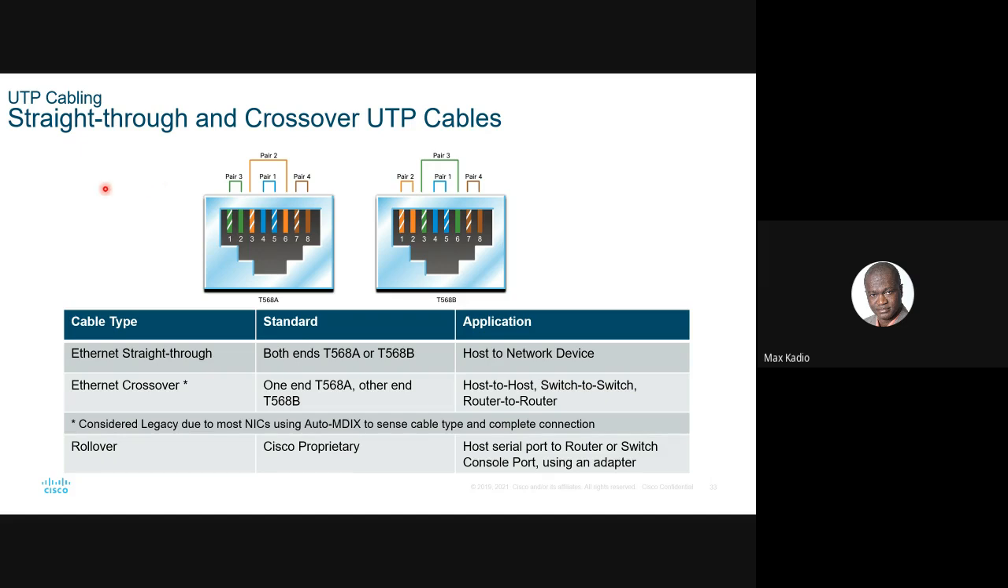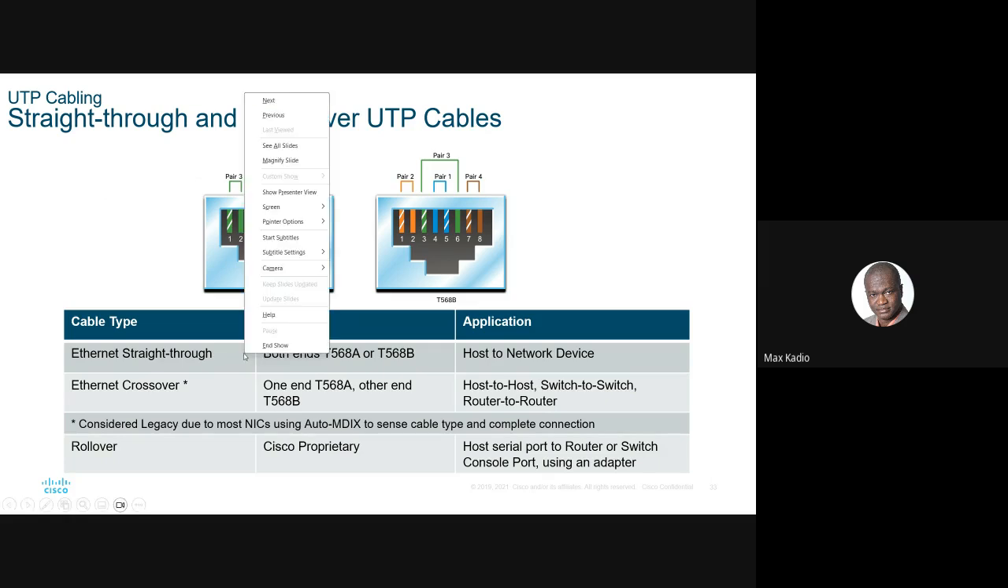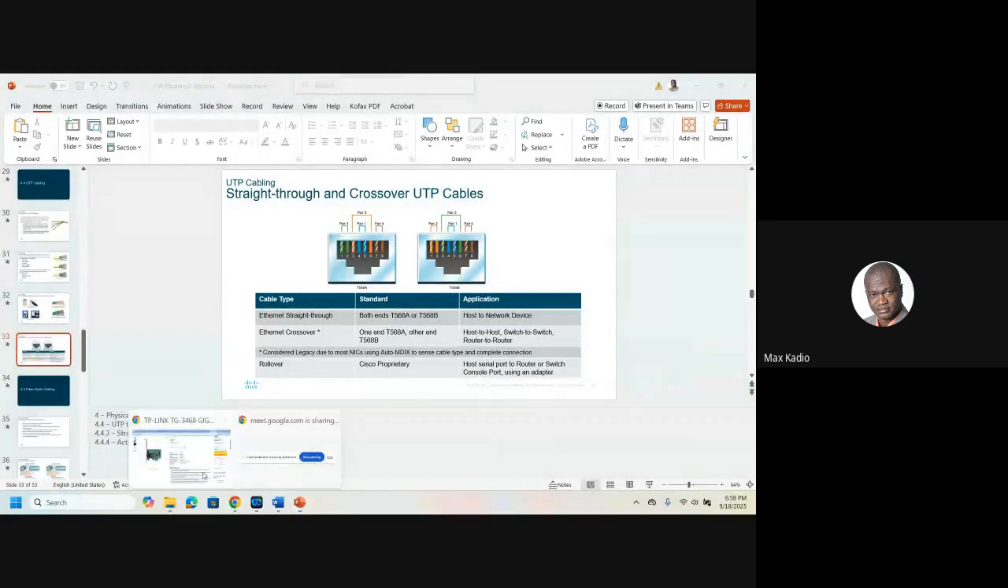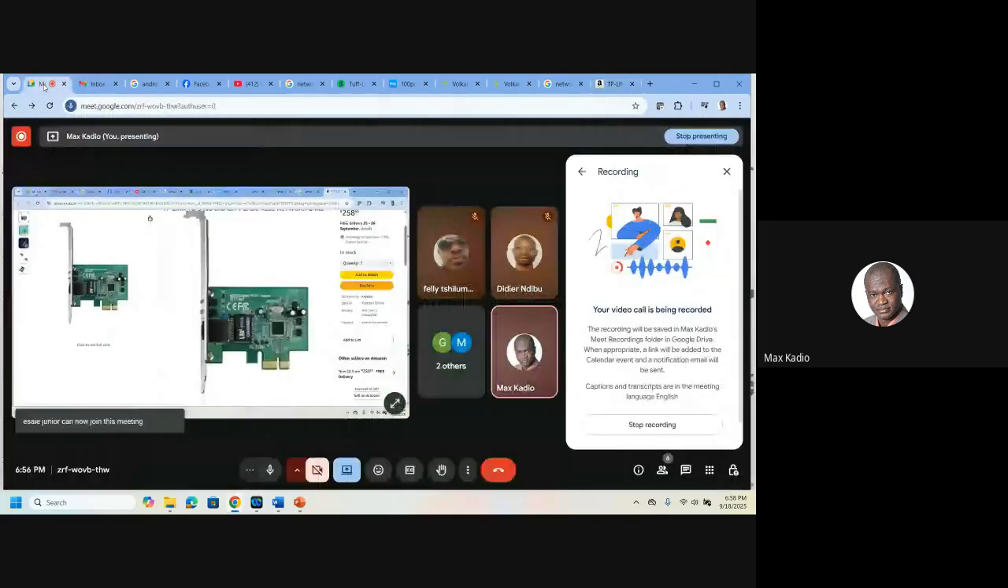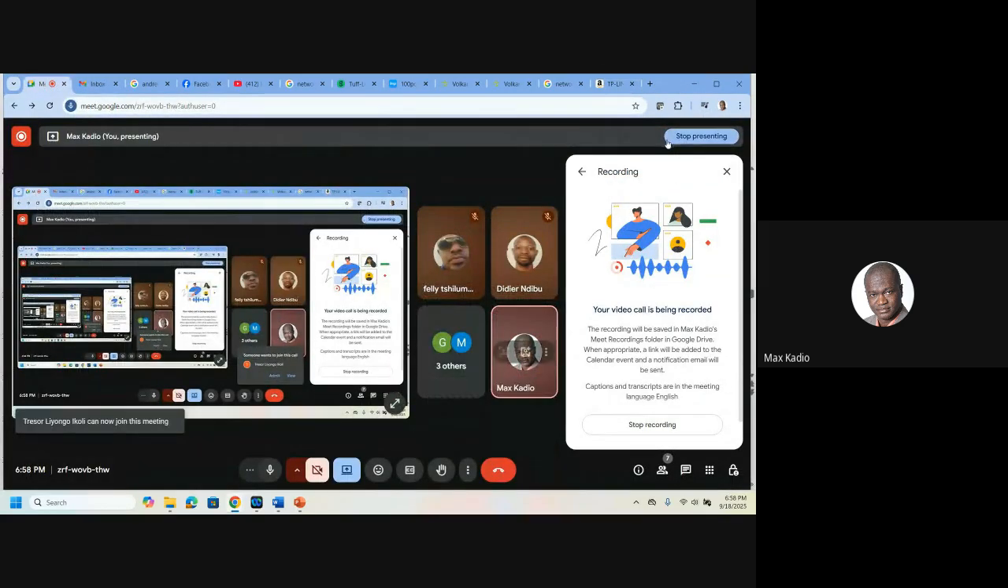A console cable, or a rollover cable, is the opposite of a straight through cable. So if you have this order for a console cable, it will be opposite. So here, 8 will start here, 7 will come here. So we'll see that another day.